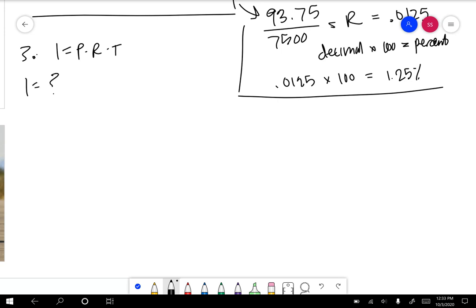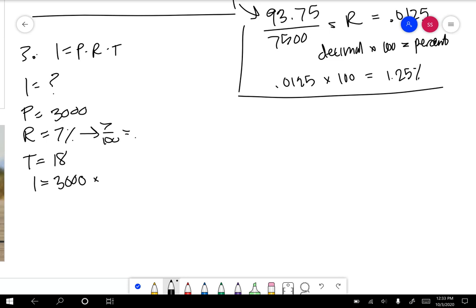We don't know the interest earned. We do know the principal amount, the initial amount put into the account. The rate we do know is 7%. The time we do know is 18 years. Okay, so let's substitute those into our formula and solve for the amount of interest earned. Remember, 7% we need in decimal form, so we would divide 7 by 100 to get 0.07.